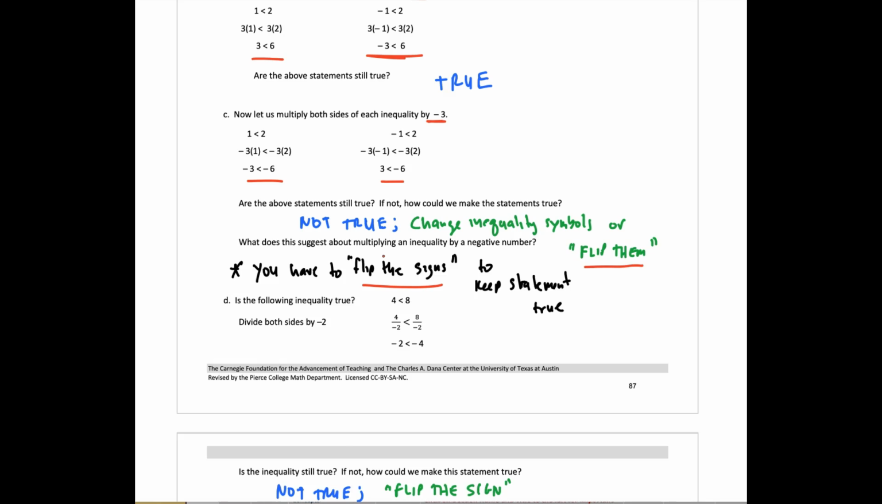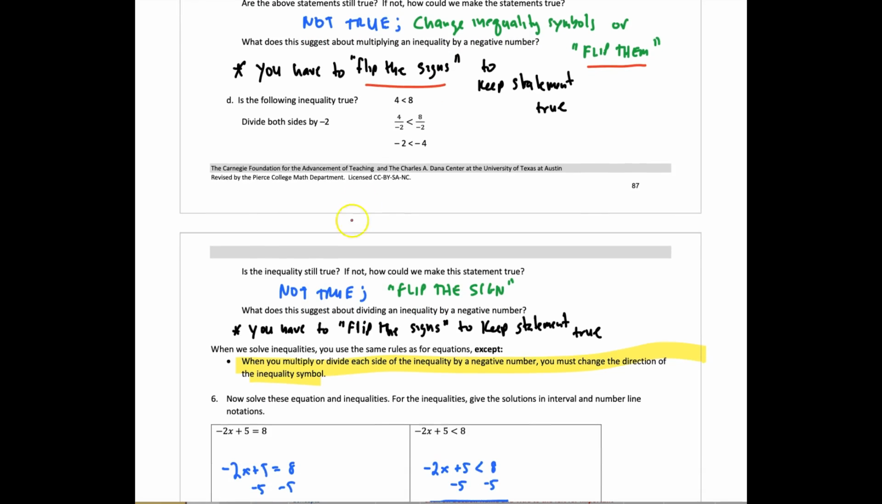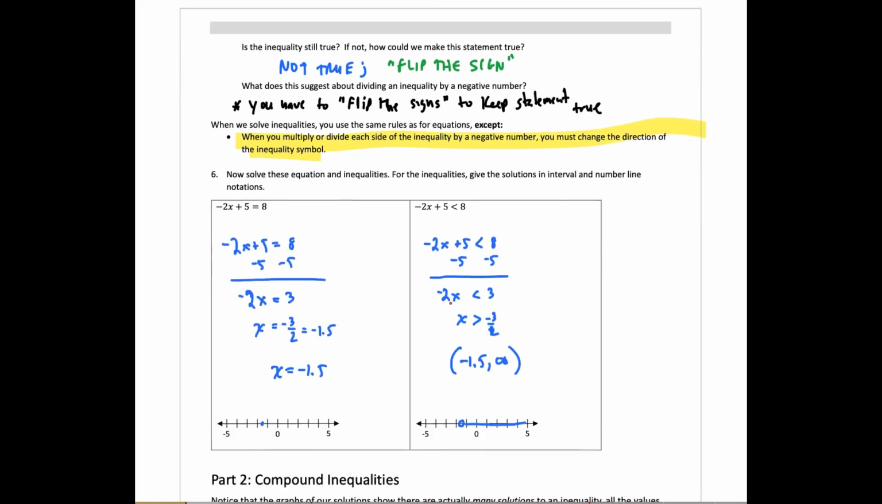That's what's going to happen here. Now let's do a division one. You see that same situation happens when we're dividing by a negative number, you end up with statements that are not true. Negative 2 is not less than negative 4. If you think about it, negative 4 is further to the left. So it's not true. So the only way to fix that is to flip the signs. And so that's what happens on this problem here.